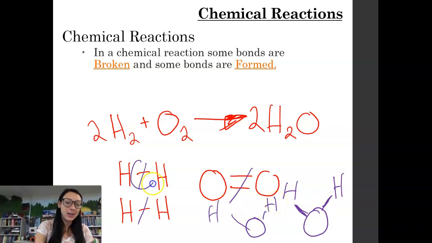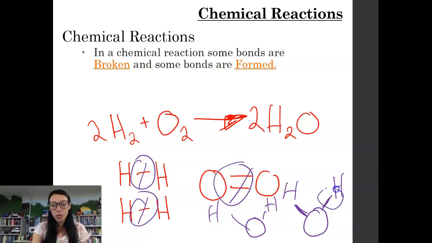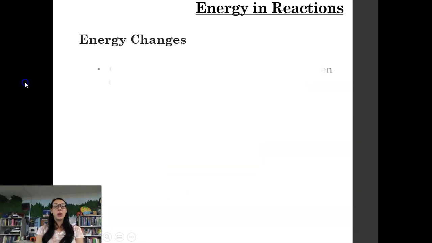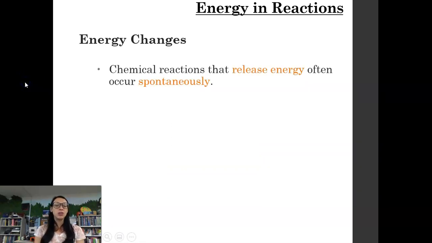It's this process here, the breaking, and here, the forming of chemical bonds, that actually causes the requirement or the release of energy. Whenever chemical bonds are formed or broken, energy is given off or taken in. This means chemical reactions involve energy changes. And so now we need to talk about those energy changes, what they are, how they happen, and why they're important.